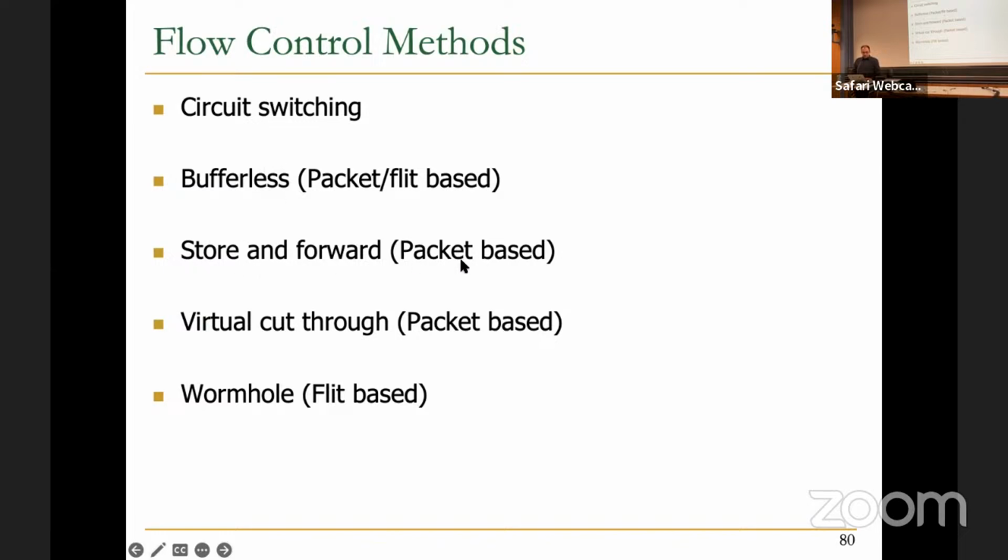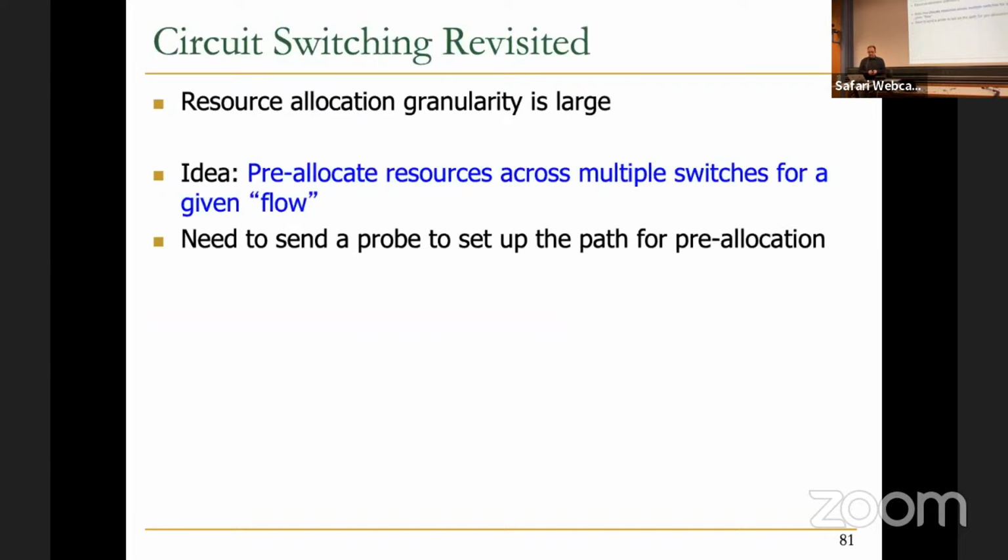Store and forward, which is kind of packet-based switching, and virtual cut-through, which is another variant of packet-based switching, and wormhole, which is also another way of packet-based switching, with this difference that you operate on flits. Basically, your flow control granularity is on flits, and a flit is part of a packet. Like it can be a header flit, body flit, tail flit.